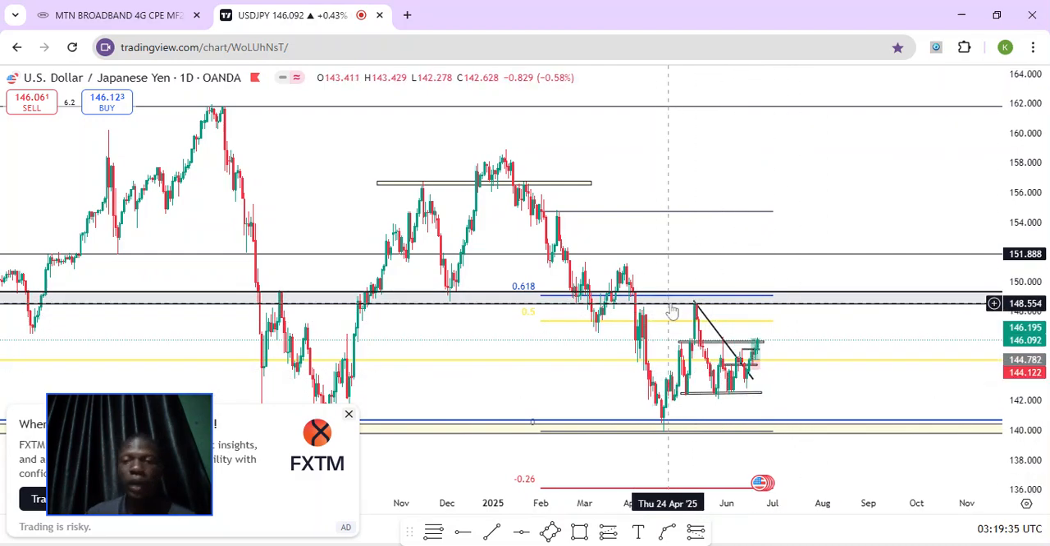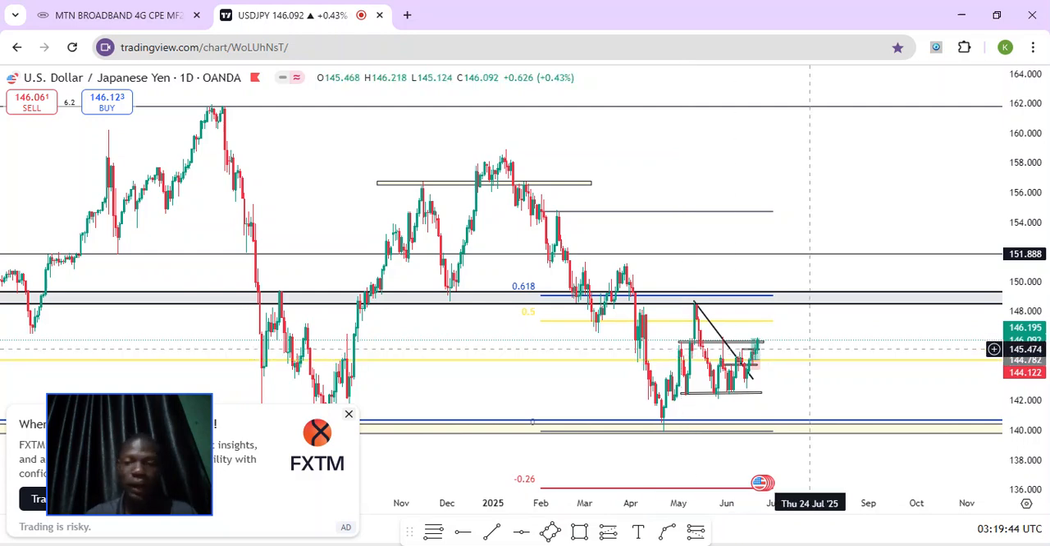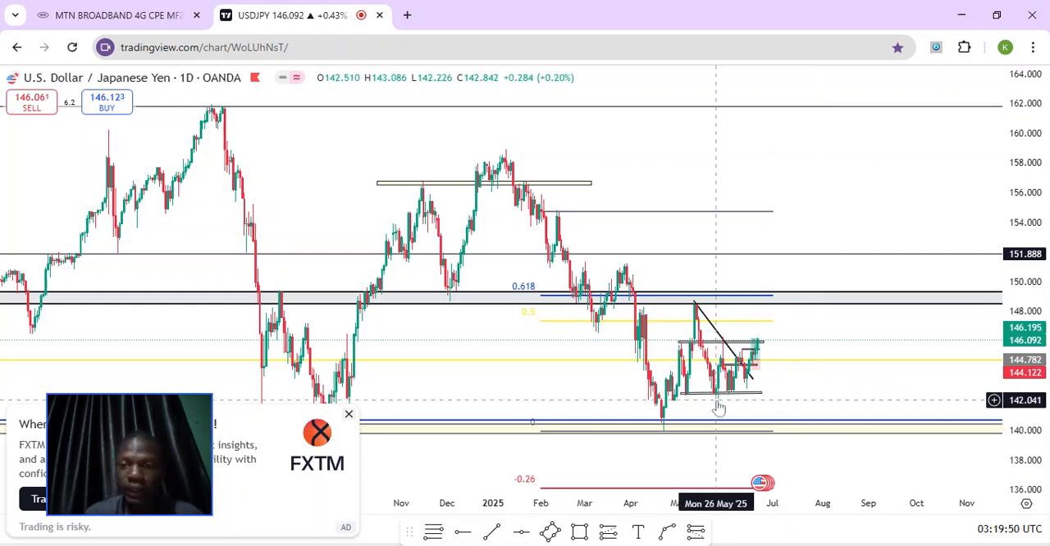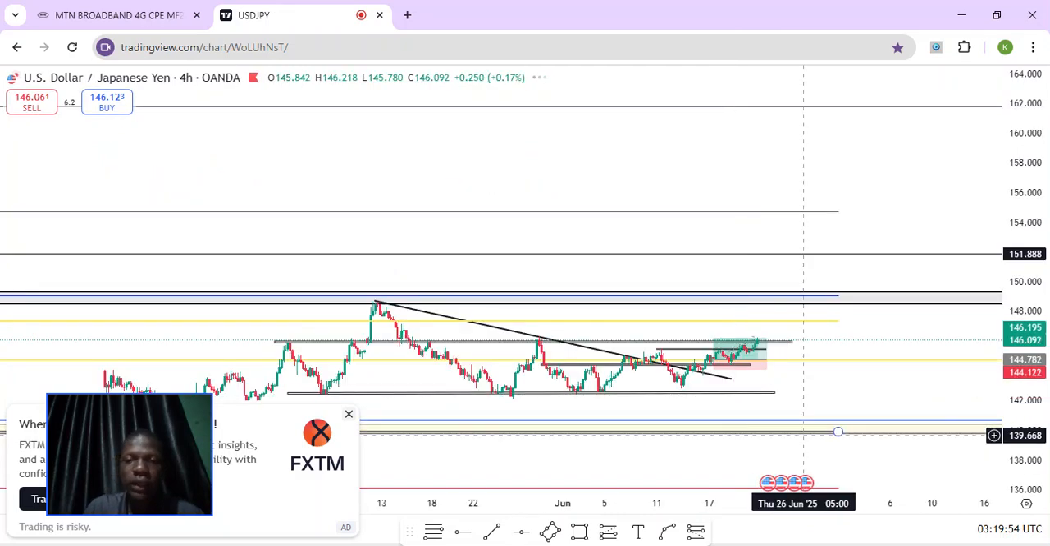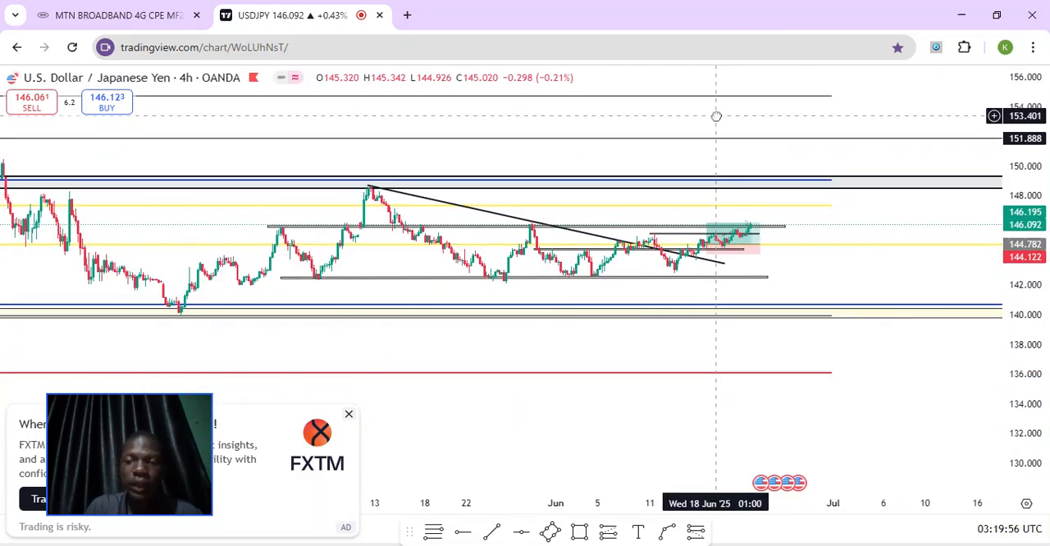I noticed immediately that the market couldn't break above our neckline. I knew something was wrong. I knew we were due for a change. If you look closely, this is also like a double bottom. I'm just going to go lower to the 4 hours time frame so you guys can see better.